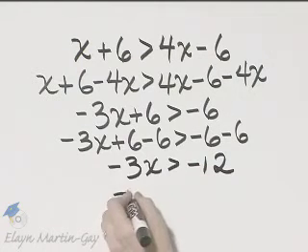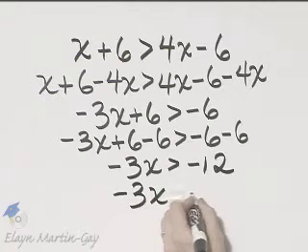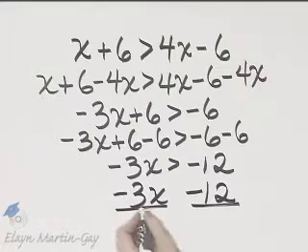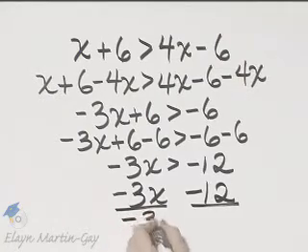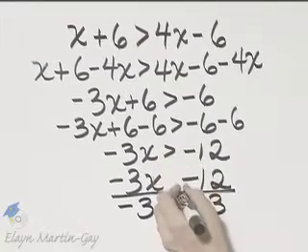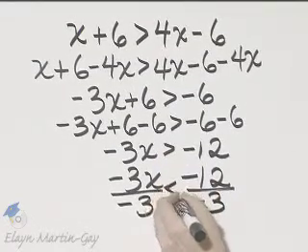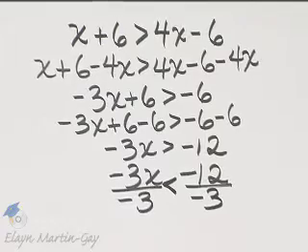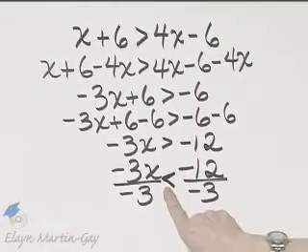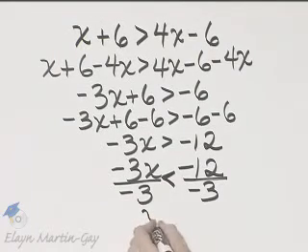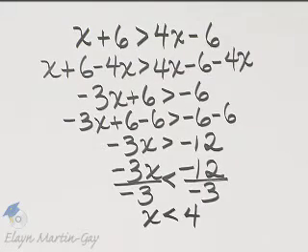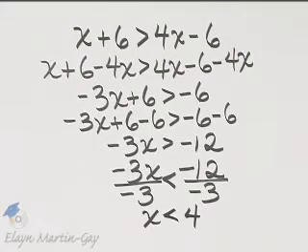Let me write this down again and be very, very careful, because I'm going to divide both sides by the coefficient of x, which is negative 3. Now when you divide by a negative number, don't forget the direction of your inequality changes. So notice I have made that change in the direction, and I have simply x is less than 4. And there is my inequality simplified.